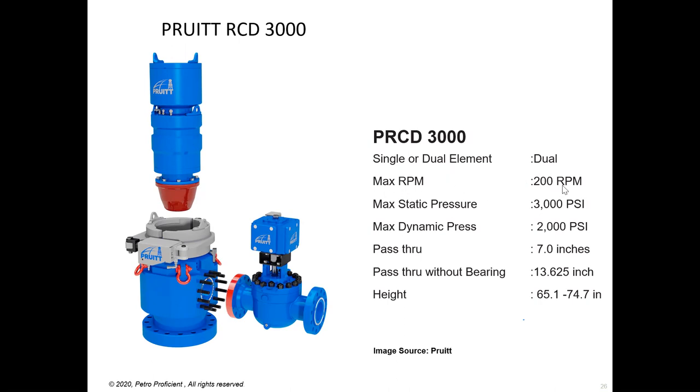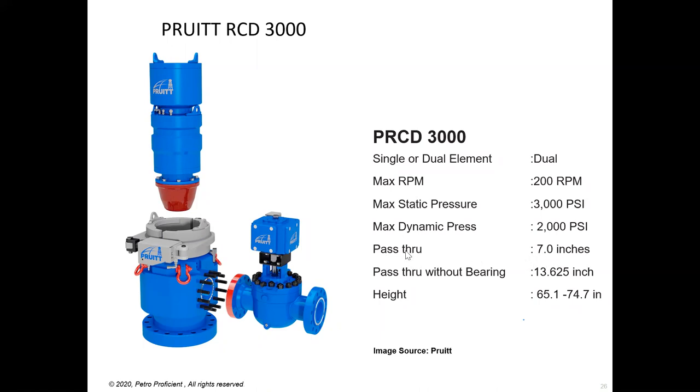Now here the second parameter is RPM. So each RCD device has an RPM limit. So you see here maximum 200 RPM, which is okay, seems to meet most of the criteria, but some of the RCDs may not. Maximum static pressure is 3000 PSI. Maximum dynamic pressure is 2000 PSI. Max pass through is 7 inch.